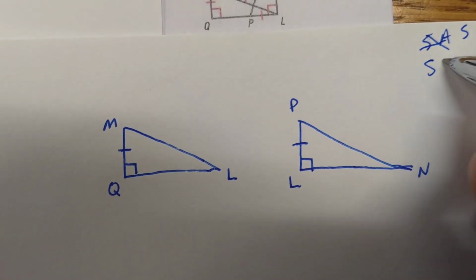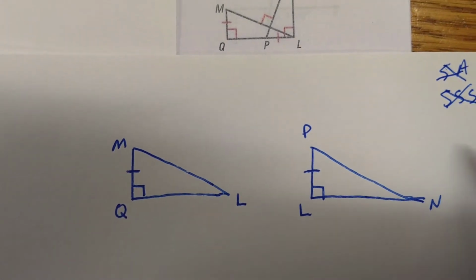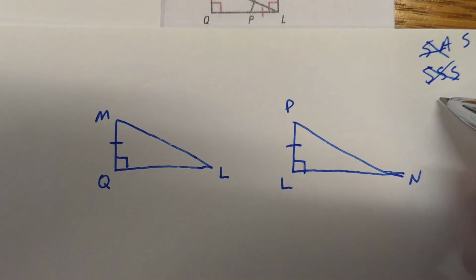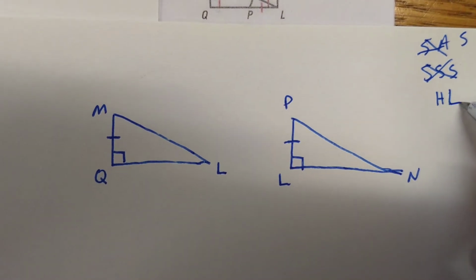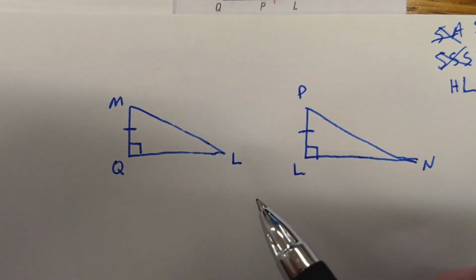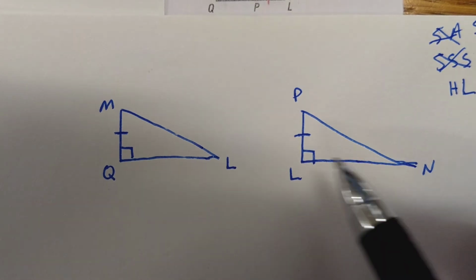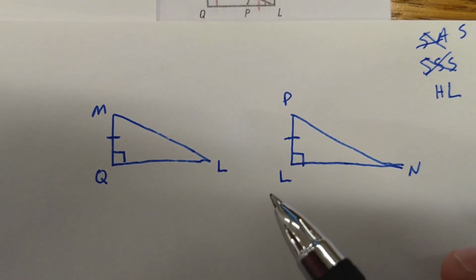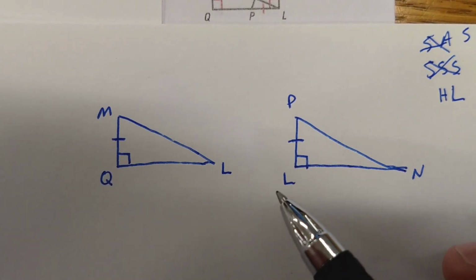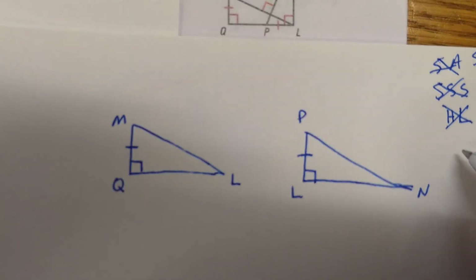The next one was side, side, side. Well, I've only got one side, so that's out. Then we talked about hypotenuse leg. Now this is probably the closest. We know we've got a hypotenuse because it's a right triangle, but this is the hypotenuse, PN and ML. Nothing's showing that those are congruent. We do have one leg, but that's not enough there.